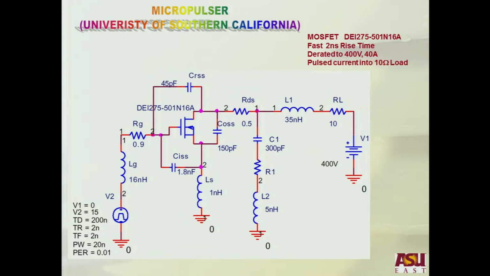This is another one we found in the literature, used at the University of Southern California. Again, they use the same MOSFET. This is very fast, 2 nanosecond rise time. It was rated for 400 volts, 40 amperes. Remember, 40 amperes is normal; for pulses we can easily go 5 to 10 times higher. Pulse current into a 10 ohm load, these people put a 10 ohm load.